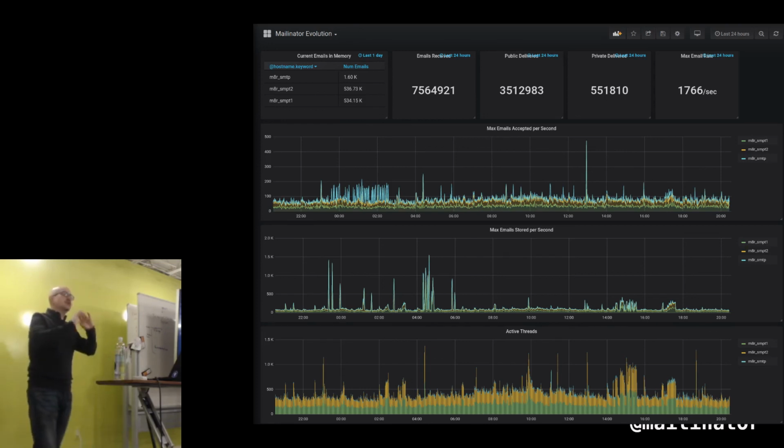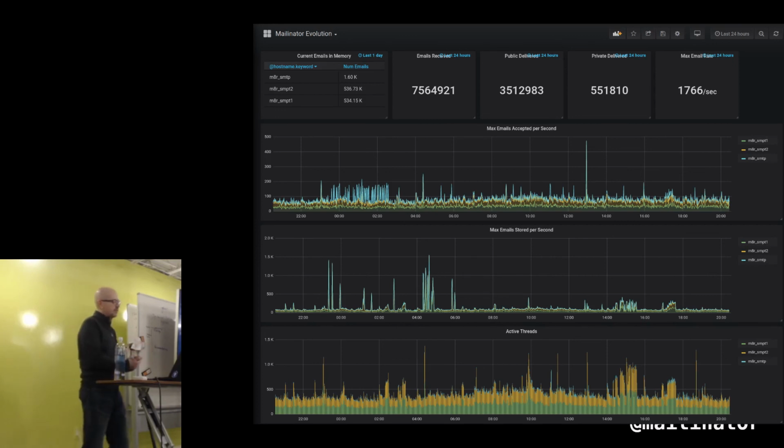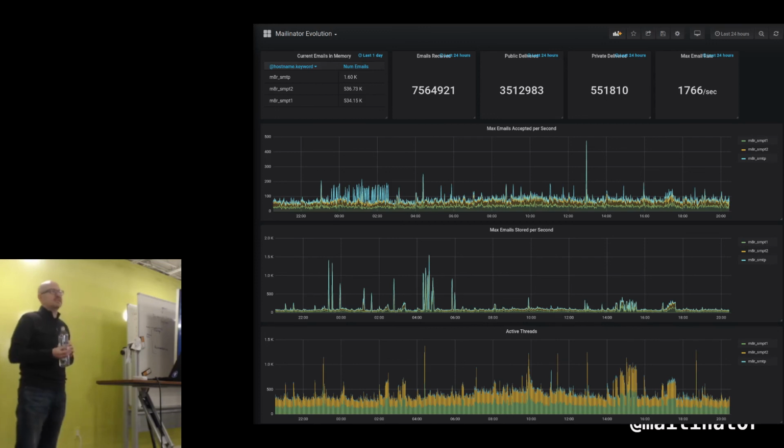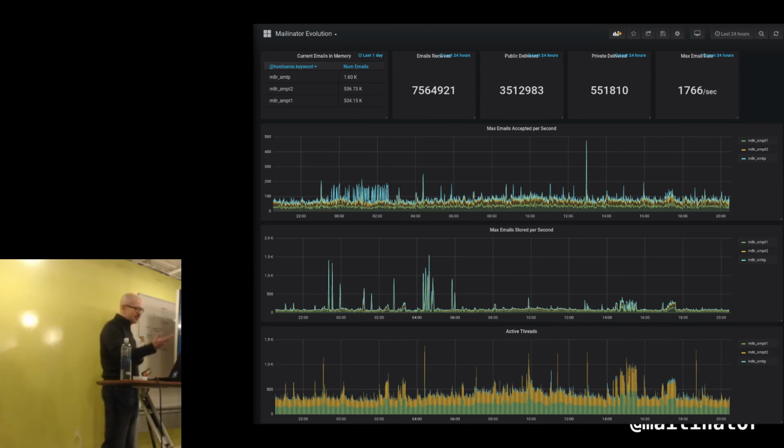By the way, keep in mind, there's no banning on the private system. That's your business, right? This is really just about the public system. We did, however, deliver 500,000 private emails today. Okay. Then in the upper right, notice the max rate we've seen in the last 24 hours is about 1,700 emails per second. So this is what MailHitter has got today on the public side.